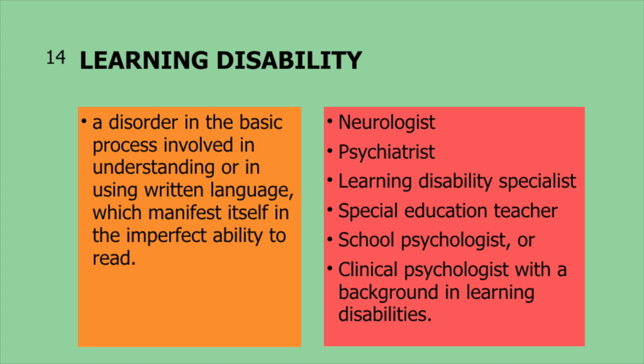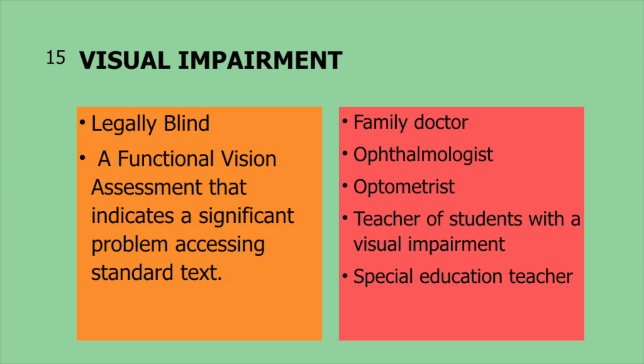Bookshare defines a learning disability as one that significantly interferes with reading, or is a disorder in the basic process involved in understanding or in using written language that results in the imperfect ability to read. Dyslexia is one example. A competent authority to document proof of a learning disability can be a neurologist, a psychiatrist, a learning disability specialist, special education teacher, school psychologist, or a clinical psychologist with a background in learning disabilities.